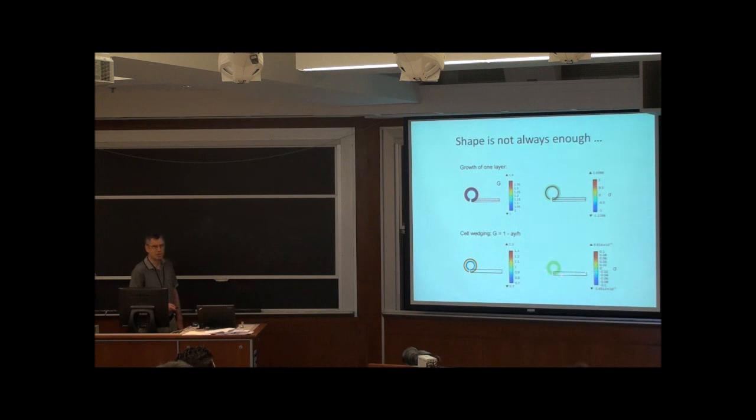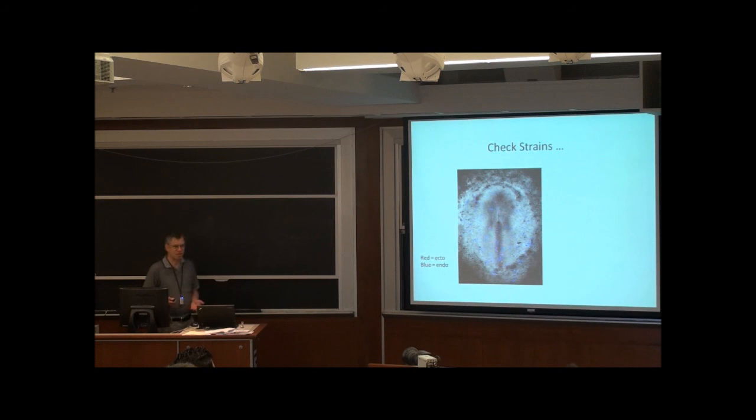So it means that you don't know which of these two mechanisms may be correct, or it may be some other mechanism. Just by looking at shape, it's not good enough. So you need more data. And one easy thing to do for engineers modeling morphogenesis is to measure strains.